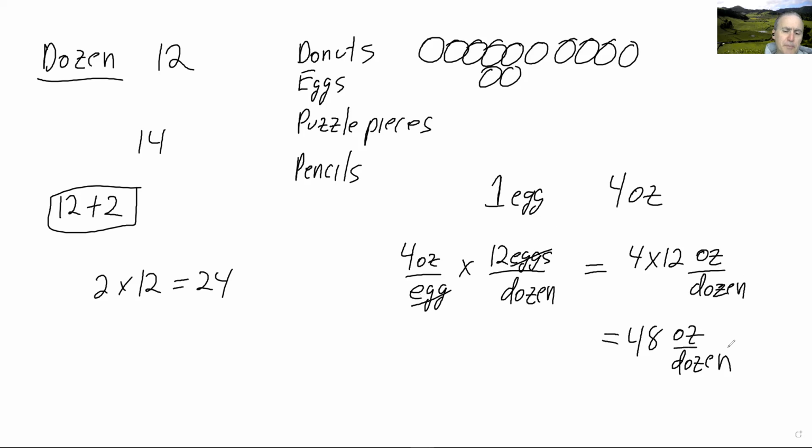So if I told you a pencil was 2 ounces, how much do two dozen pencils weigh? Well, this is 2 ounces per pencil, and 2 dozen is 24 pencils. So this is 2 times 24, and this is also 48 ounces, right? So there should be no great mystery as to what a dozen is and how you would work it to figure out how much something weighs.